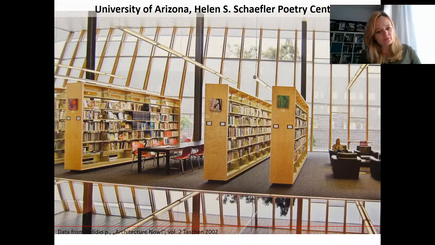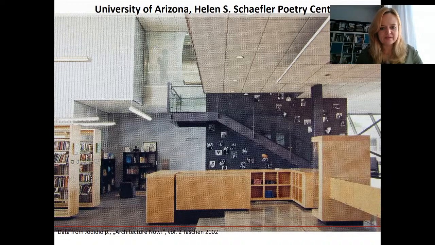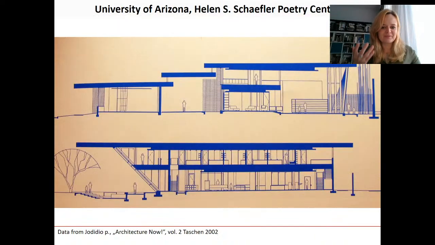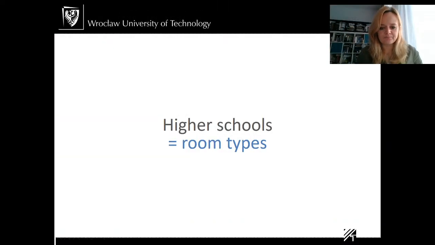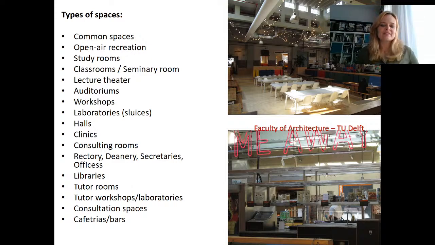And this is the open reading room. It's very accessible, open stacks, so everybody can study here, because studying poetry is basically reading. And a simple section showing the relation between the spaces, showing the openness of this larger room. So a very interesting design of this building, also in the section. Higher school room types. So now let's see what types of rooms should be at every university.